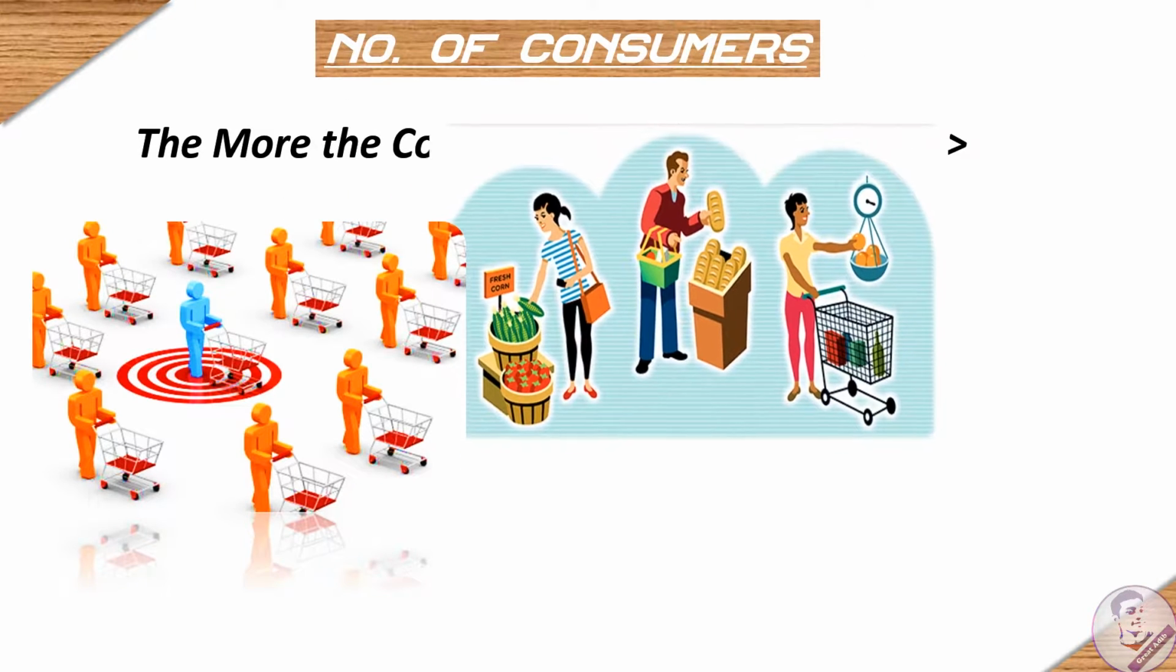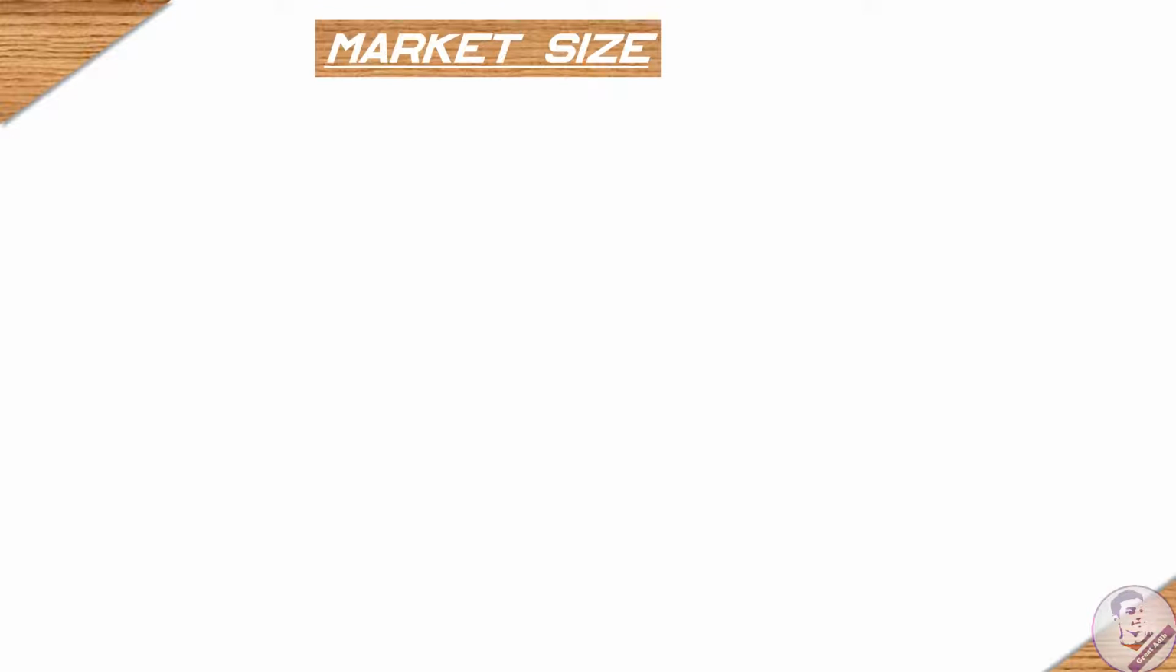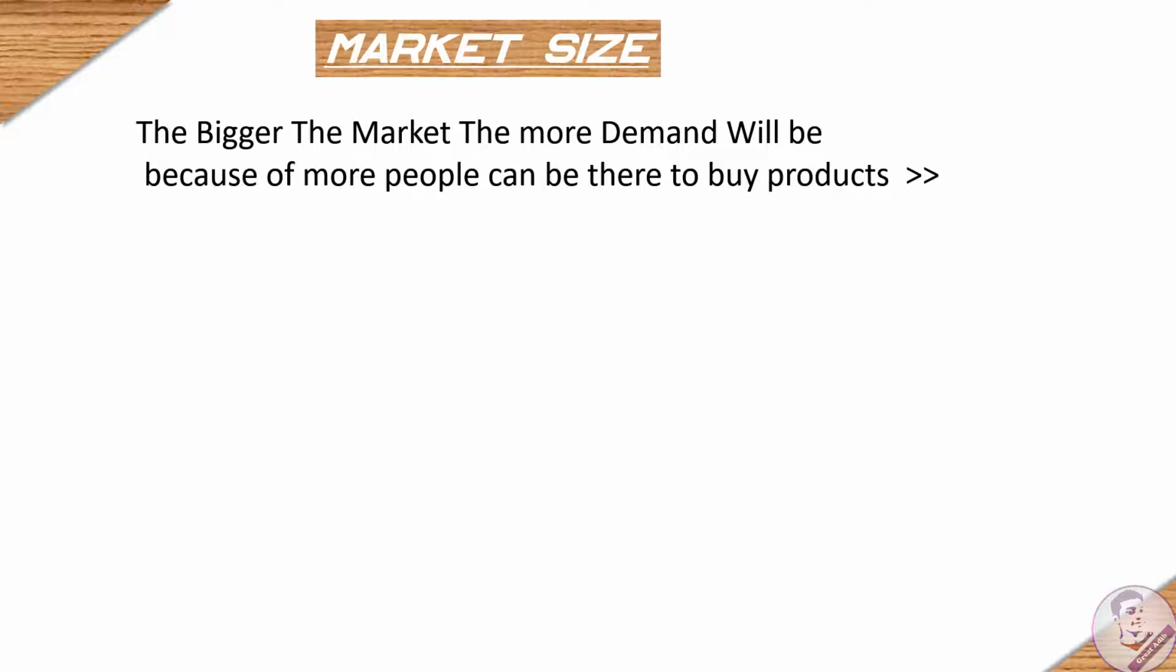As you can see in the marketplace, when there is a small number of people in the market, the demand is not that high. But when a huge number of people go to the market to buy particular things, there is huge demand for the products they are buying. Another factor is the market size. The bigger the market, the more the demand will be, because more people can go there to buy products and there will be more need and more demand.